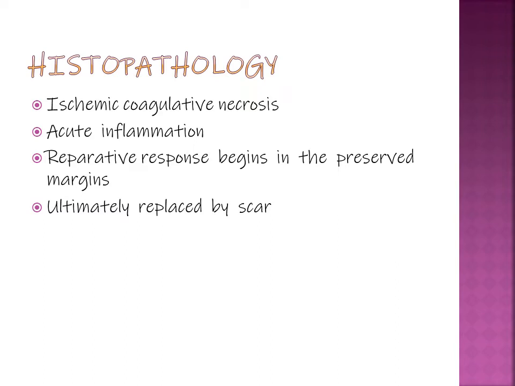But an important point to note here is the brain. The brain is an exception to these processes, because in the brain there occurs liquefactive necrosis, while in other organs there occurs ischemic coagulative necrosis. So this should be kept in mind. And also, this is a very commonly asked question: which of the following necrosis is seen in the brain? And the answer is liquefactive necrosis.